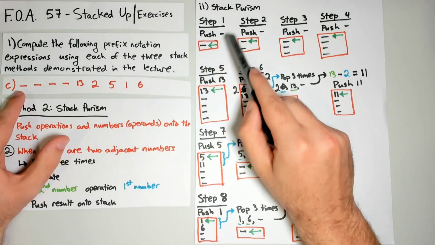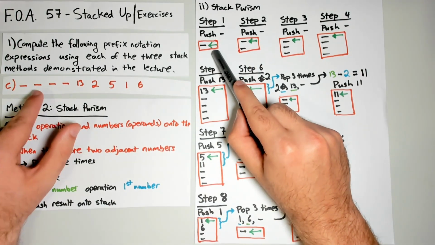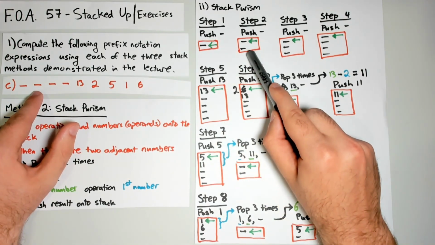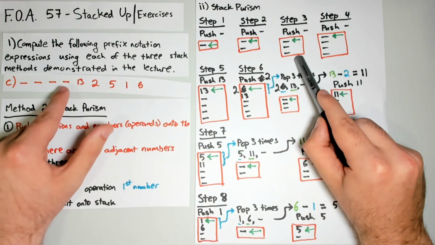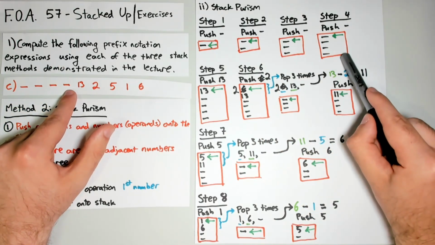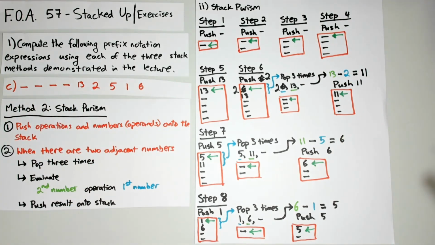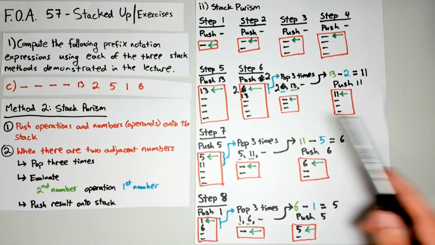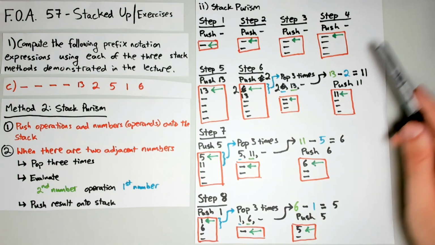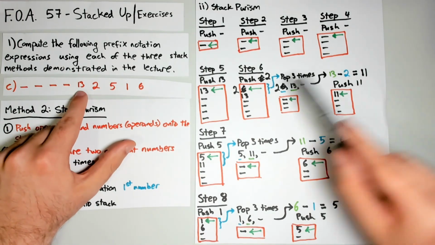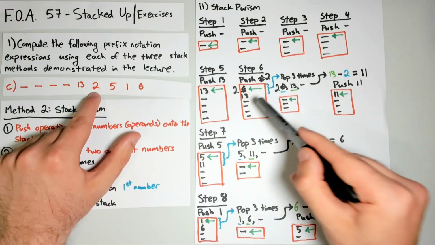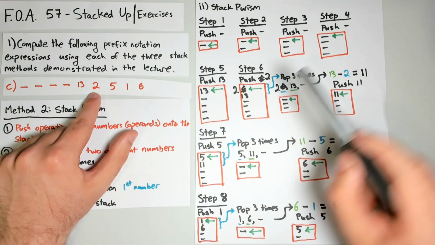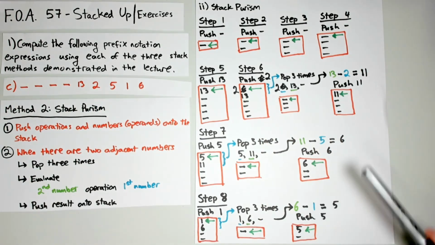So we start with this first minus sign, push it onto the stack. Second minus sign, push it onto the stack. Third minus sign, push it onto the stack. Fourth minus sign, push it onto the stack. Alright, so that's a lot of pushing so far, and we still got 2 more because we can't do anything until we have adjacent numbers, right? So we've got a 13, push it onto the stack. Got a 2, push it onto the stack. But now we have our adjacent numbers, right?